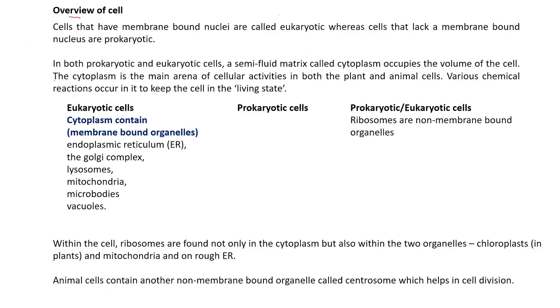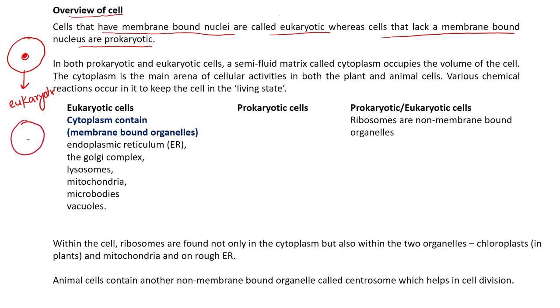Now we'll study an overview of the cell. Cells that have membrane-bound nuclei are called eukaryotic cells, whereas cells that lack a membrane-bound nucleus are called prokaryotic cells. For example, this is a cell. Inside this cell there is a nucleus, and if this nucleus has a membrane outside, then these cells are called eukaryotic. If there is another cell which contains a nucleus but that nucleus is not membrane bound, then these cells are called prokaryotic cells.